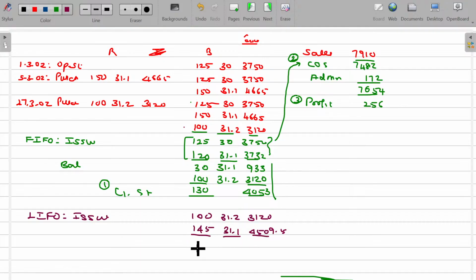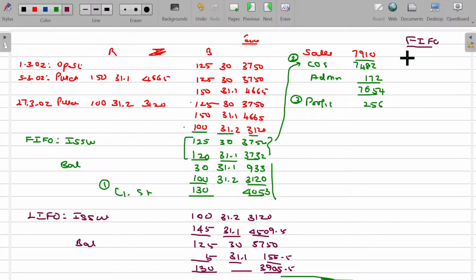Now, if you subtract what is the balance you have, the first item remains as it is. 125 units at rupees 30, 3,750 remains as it is. In this 150, only 5 units are there at the rate of rupees 31.1, 155.5. Now the total closing stock value for 130 units being 3,905.5 under this method. Similarly, under the FIFO method, sales will be the same, 7,910.